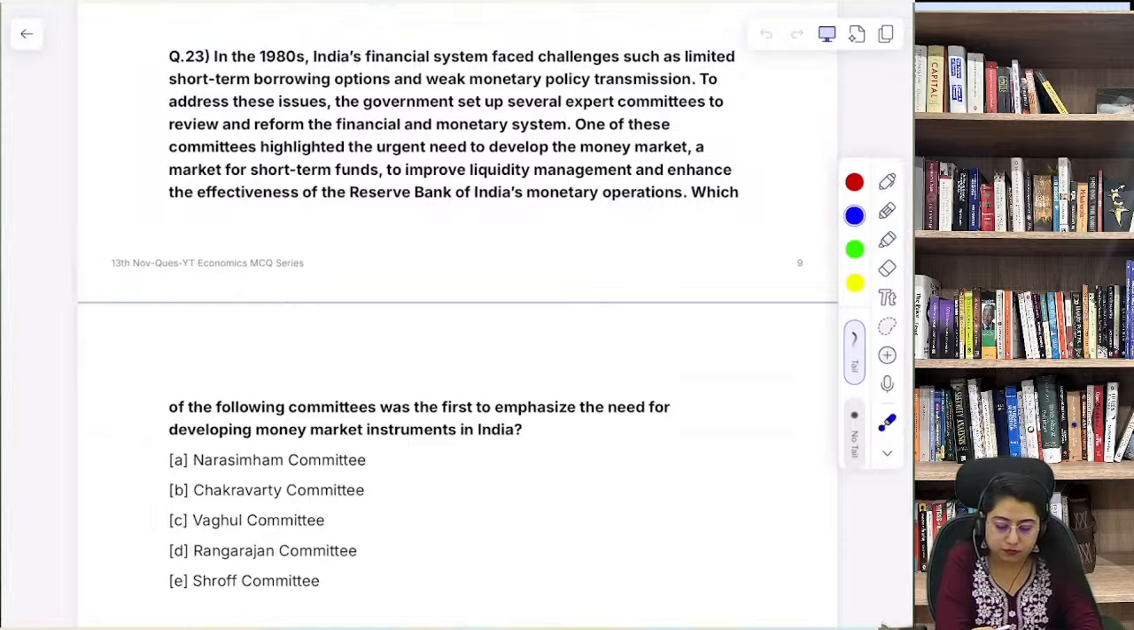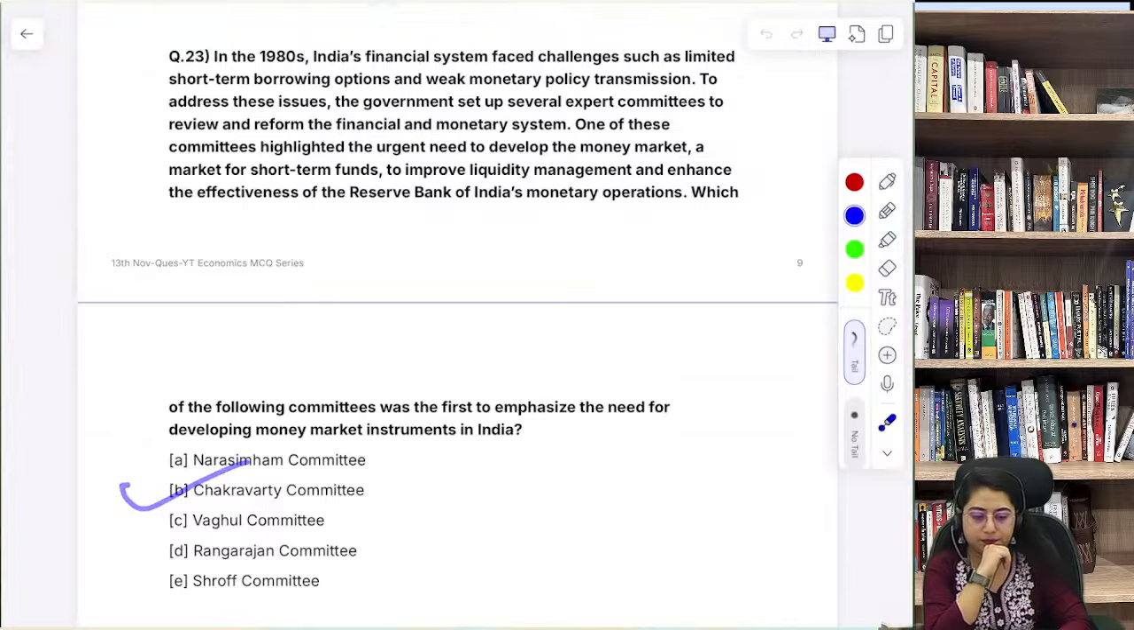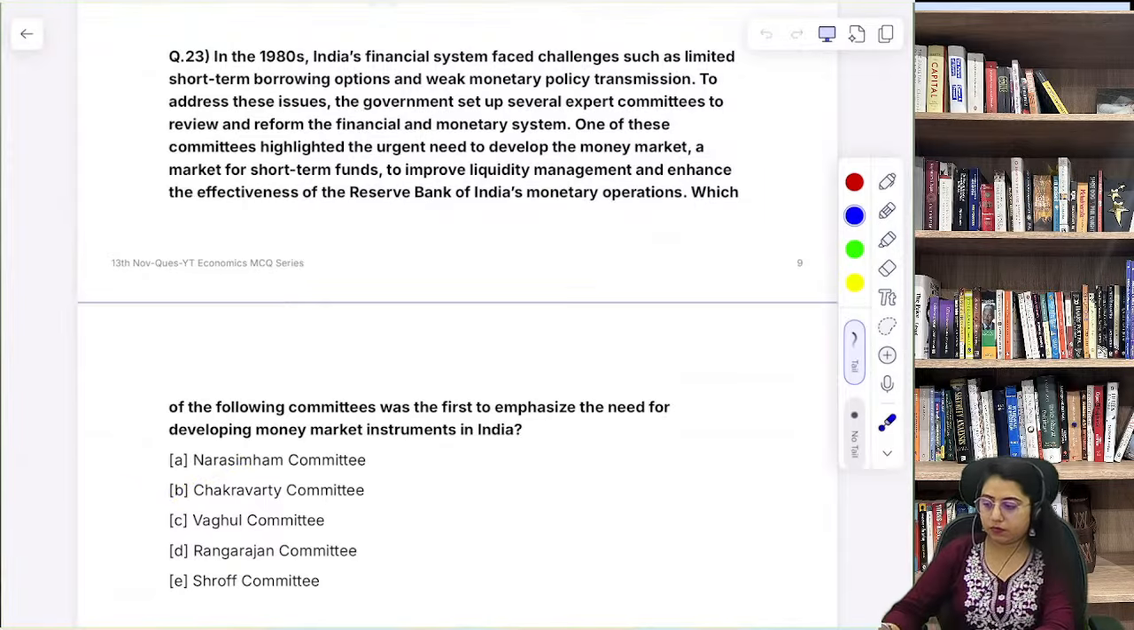नहीं. No, it's not C. It's B. Chakravarti committee. It's B. Chakravarti committee. Why you are saying C and D?